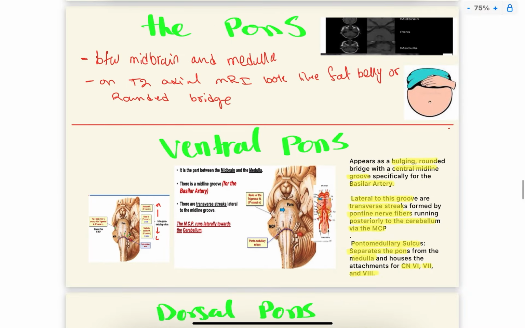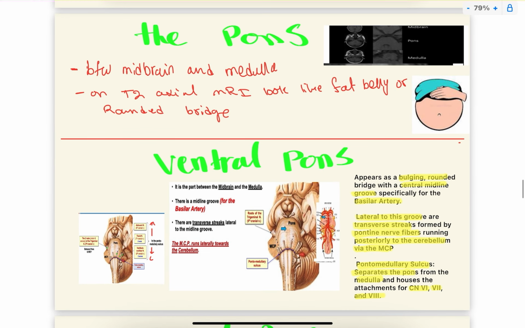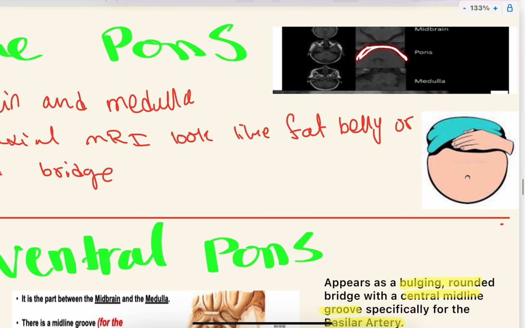Now let's talk about the second part, which is the pons. The pons is between what? It's between the midbrain and the medulla. So I have midbrain, pons, medulla, like this. Now on T2 MRI, I will see it as what? A fat belly or a bridge.